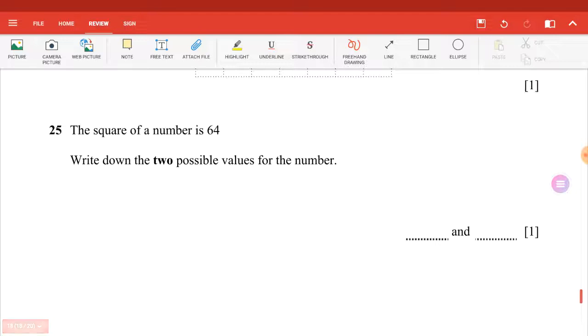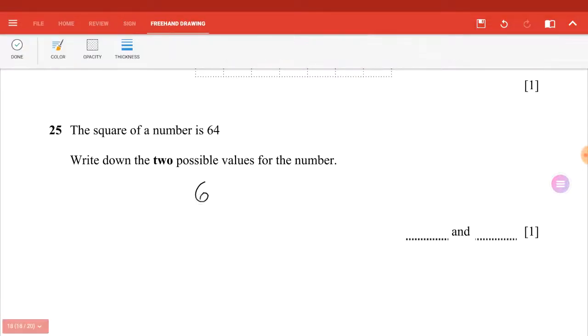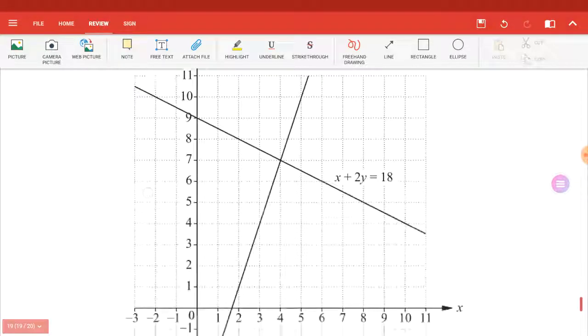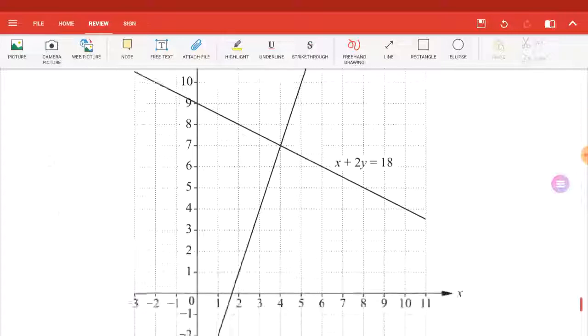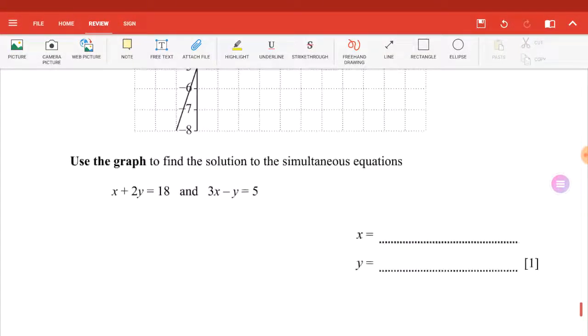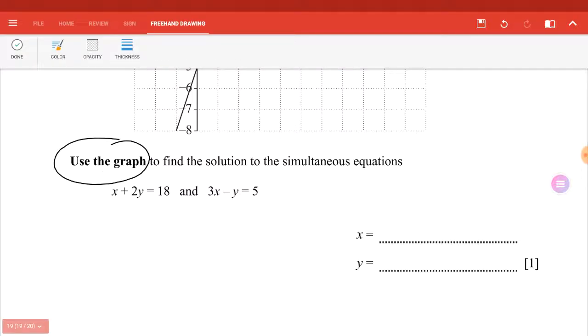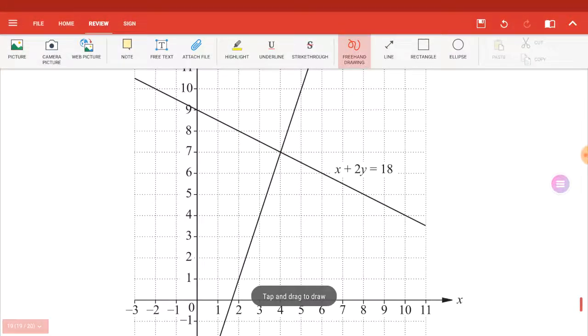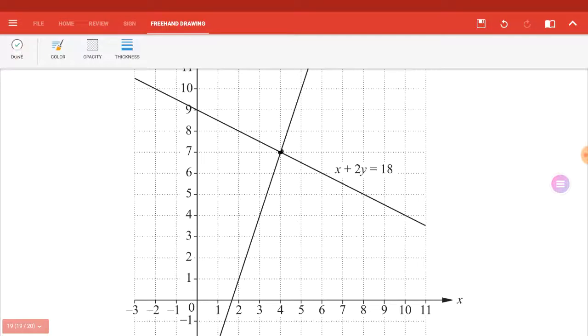The square of a number is 64. Write down the two possible values for the number. They are 8 and negative 8. We have two lines when we know the equations of them. Using the graph, you don't have to solve them simultaneously. Using the graph, you need to find the intersection, and this is the solution. This point is the intersection, which is 4 and 7, and this is your answer.